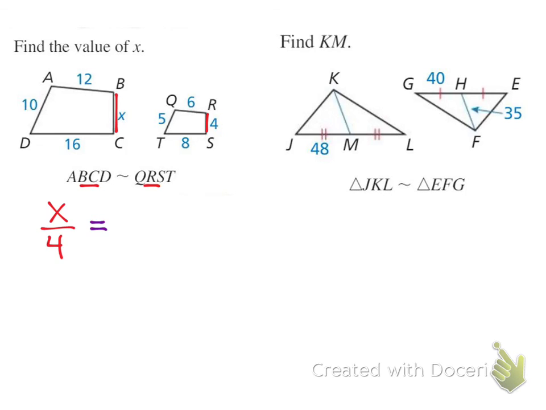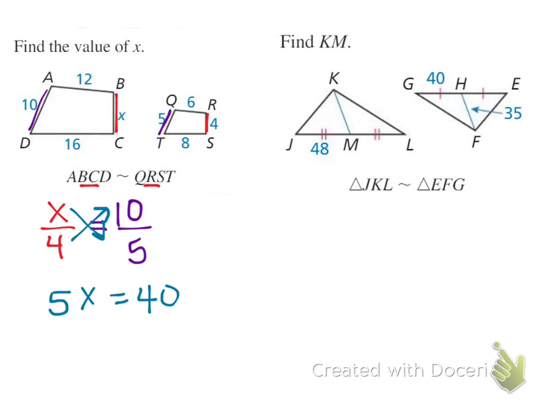They are proportional, so we're going to use this. Technically, use your brain, honestly, but it's fine. Pick a side from the same shape that x came from. 10, which corresponds with 5. Cross multiply, you have 5x equals 40. Divide by 5, and x is 8.